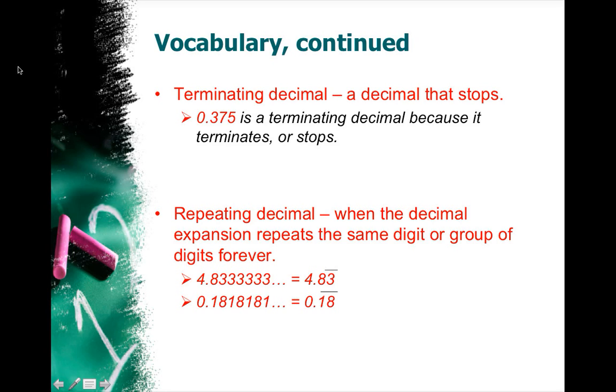Another example is 0.18181818, and it would continue on, repeating the 1 and the 8. So we would write that as 0.18 with a bar over the 1 and the 8, indicating that both of those digits repeat.